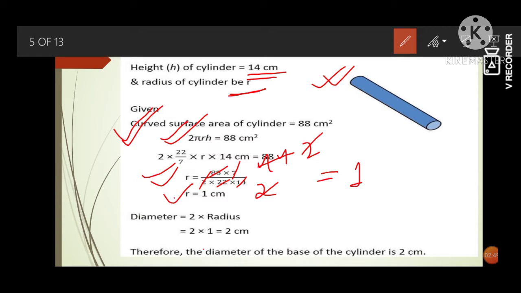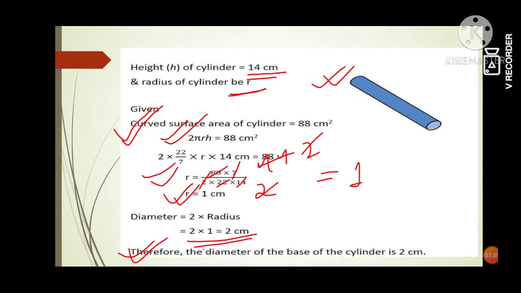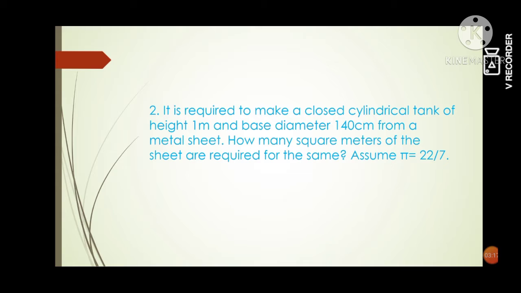So the radius of the cylinder is 1 centimeter. Diameter of the cylinder will be 2 times the radius, that is 2 into 1, that is 2 centimeters. Therefore the diameter of the base is equal to 2 centimeters. So this is a simple sum that is solved using the CSA formula of the cylinder. Now let us see the next question.